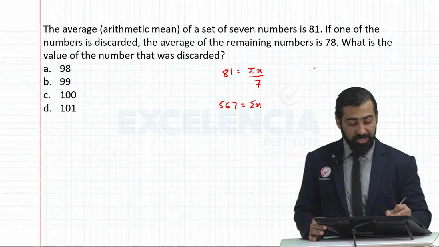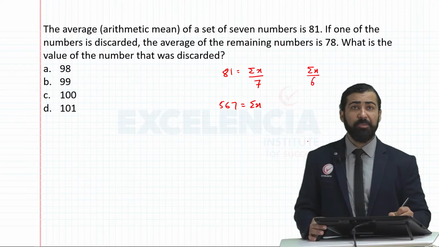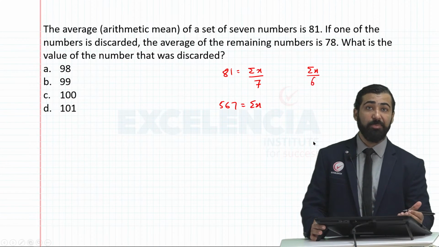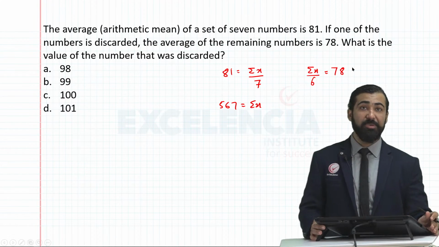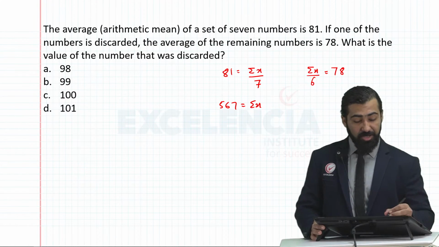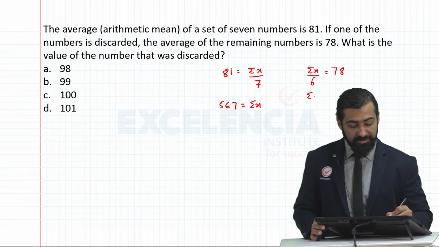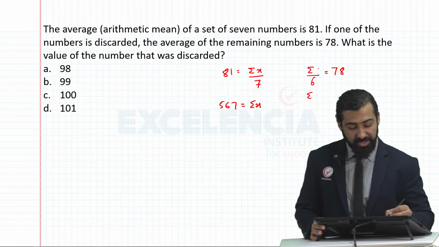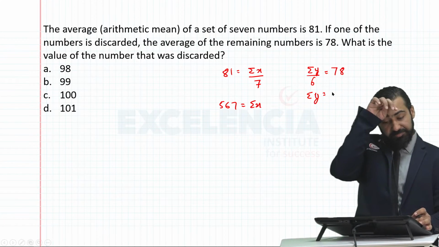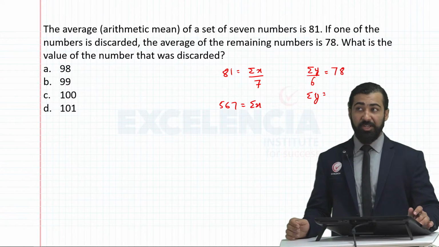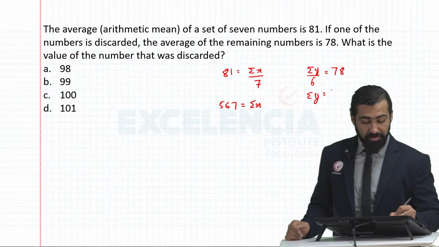Now you are removing one number. So total number of observations now left with you is 6, and the mean comes out to be 78. So that means total of observations now, let me call this y, comes out to be 468.